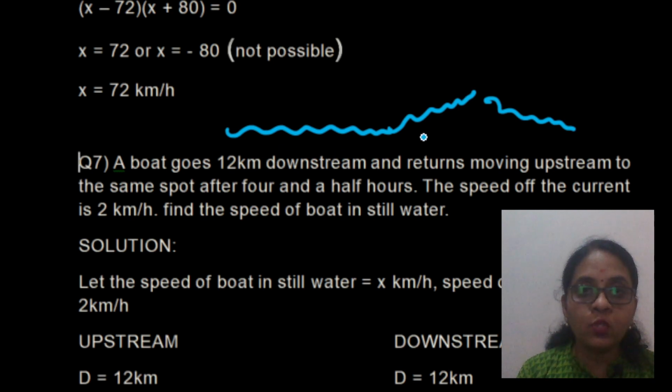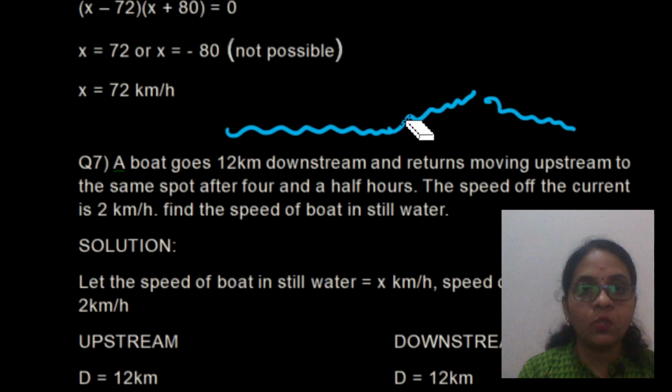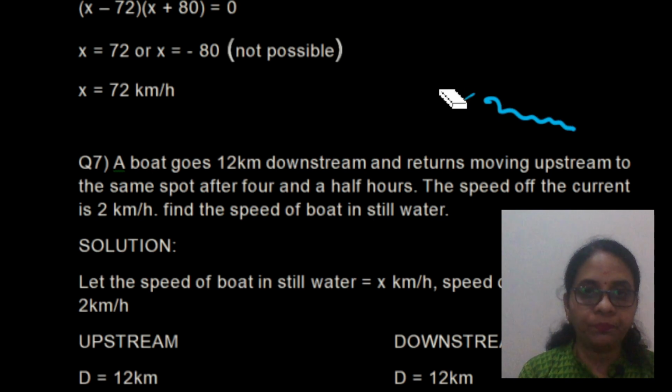A boat goes 12 kilometers upstream. So it is traveling 12 kilometers up the stream and it is returning back. A boat goes 12 kilometers downstream and it is returning back upstream to the same spot after 4.5 hours. So its journey is this way. I'll show you how its journey is. So we will follow what is given.